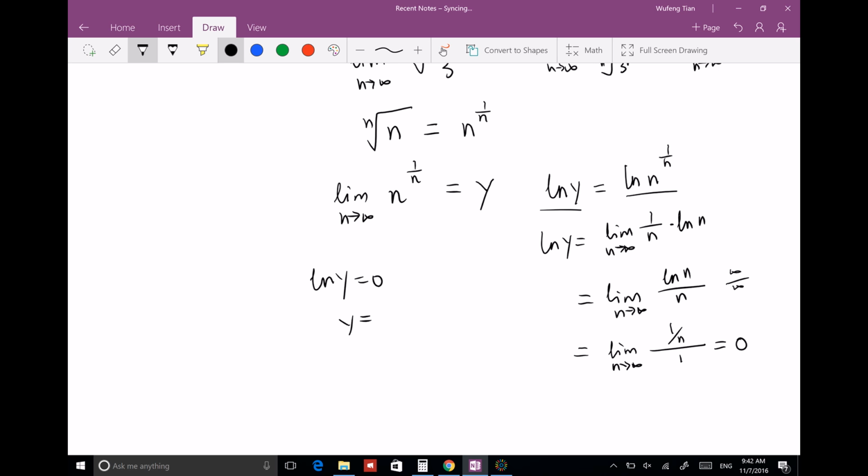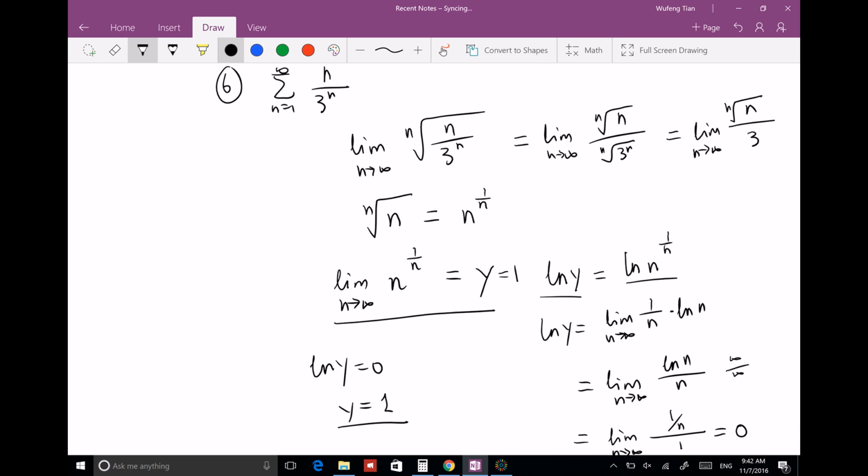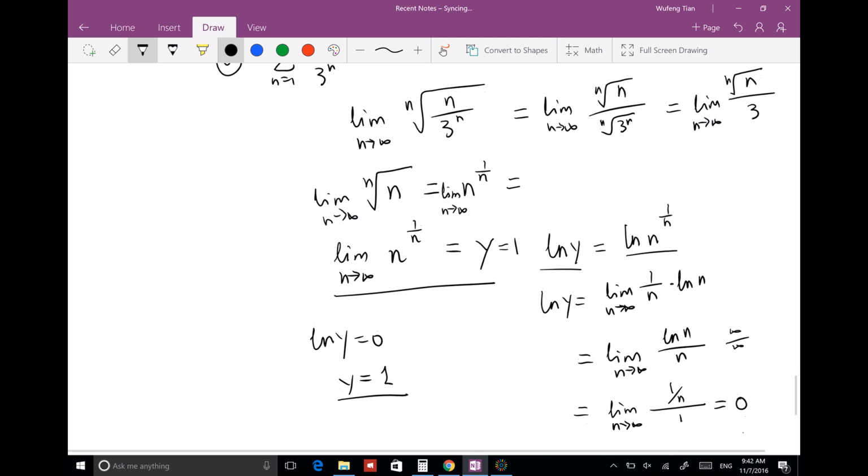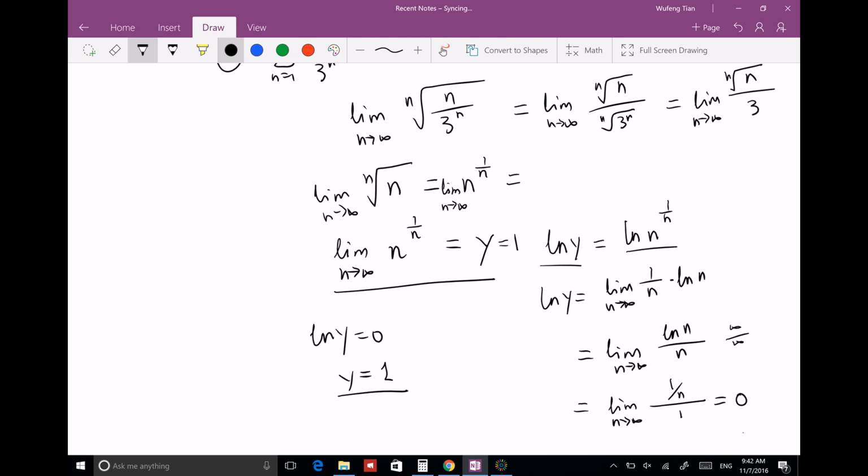So if y equals 1, which means my nth root of n limit, as n goes to infinity, this whole thing equals what? Joshua? I got y equals n to the 1 over n equals 1. So the whole thing, the nth root of n, equals 1, right, Joshua?